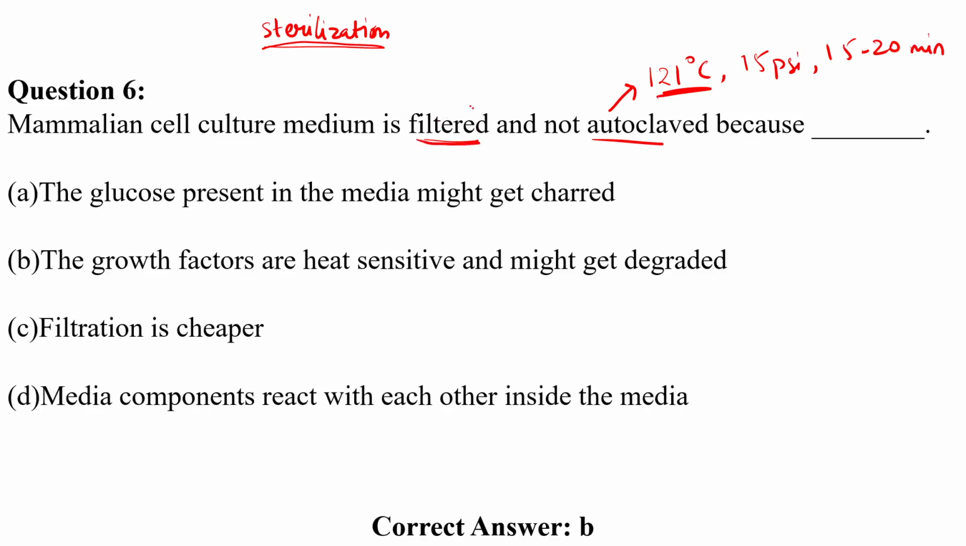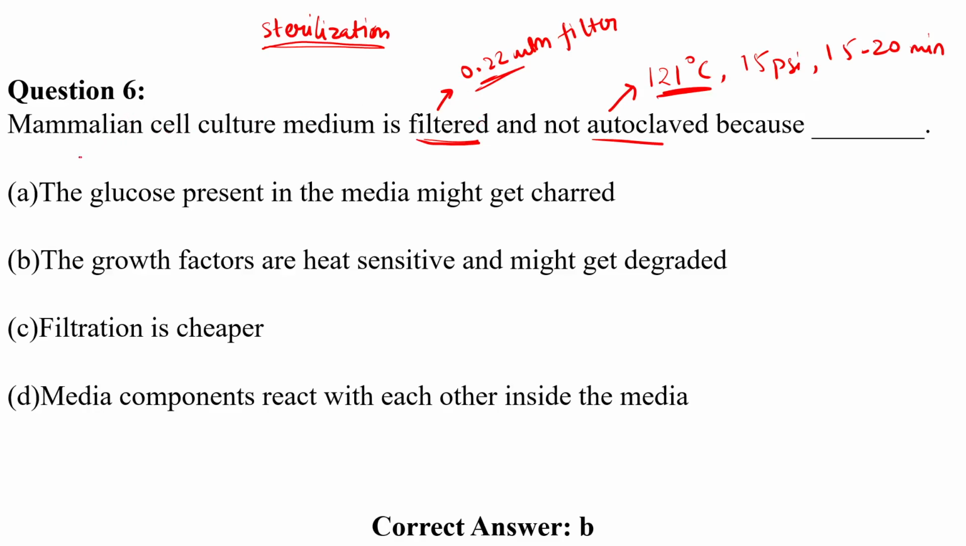In filtration, what we do, we generally pass the medium through a 0.22 micron filter. Okay, why 0.22 micron? Because any living particle that is present in the environment is generally bigger than 0.22 micron. The size of the smallest bacteria is more than 0.22 micron. So when we pass the media through 0.22 micron, no microorganism can pass through the filter and they are trapped on the filter, and that's how the filtrate that we get is sterile.